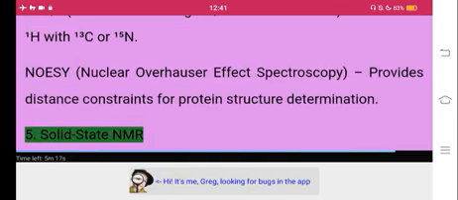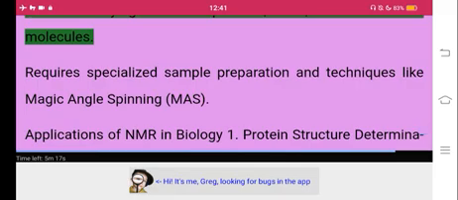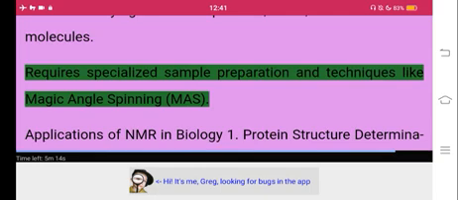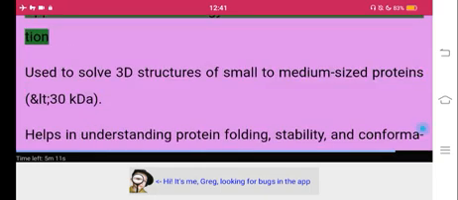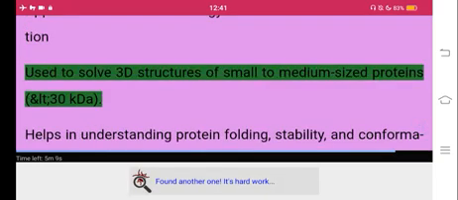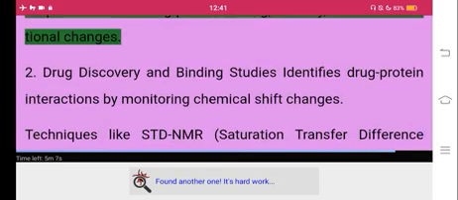5. Solid state NMR. Used for studying membrane proteins, fibrils, and insoluble biomolecules. Requires specialized sample preparation and techniques like magic angle spinning, MAS. Applications of NMR in biology: 1. Protein structure determination. Used to solve 3D structures of small to medium-sized proteins, less than 30 kDa. Helps in understanding protein folding, stability, and conformational changes.